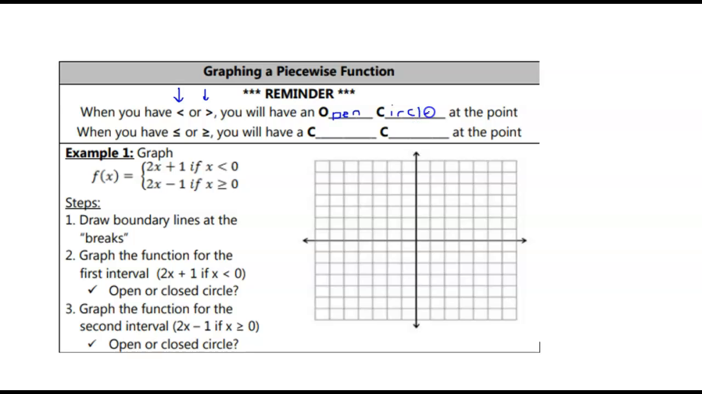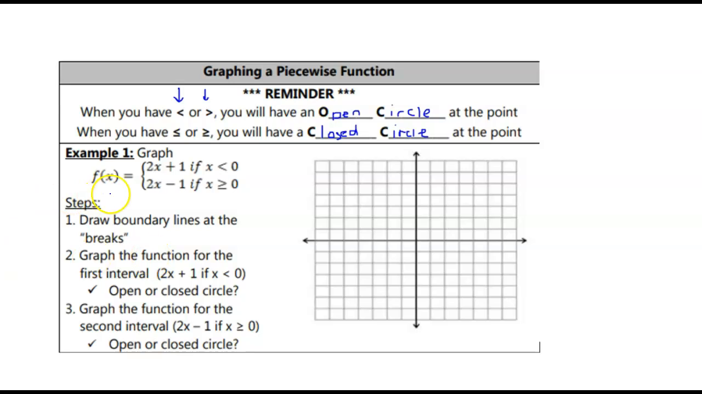Now, when you had a less than or equal to or greater than or equal to symbol, you would have a closed circle at that point, okay? So the difference here is that equal to, right? When we see that it's or equal to, that is when it's going to be a closed circle. If it's just greater than or less than, we'll have an open circle at that point. That's important when we're dealing with piecewise functions.